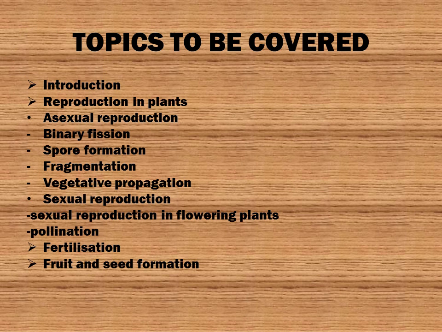The topics to be covered are introduction, reproduction in plants, asexual reproduction. In that, we'll learn about binary fission, spore formation, fragmentation, vegetative propagation, sexual reproduction. And in sexual reproduction, we'll learn about the flowering plants, how the pollination takes place, the types of pollination, and then the fertilization and fruit and seed formation.